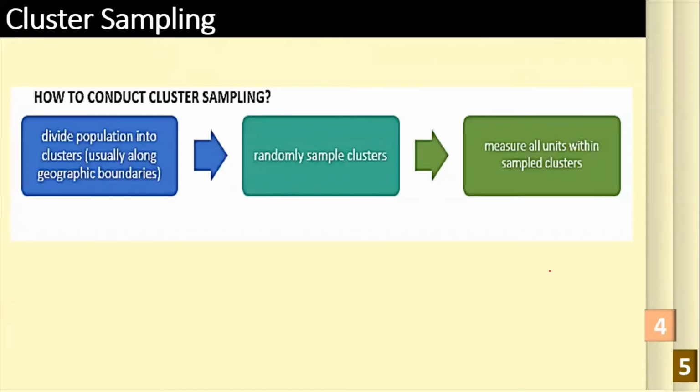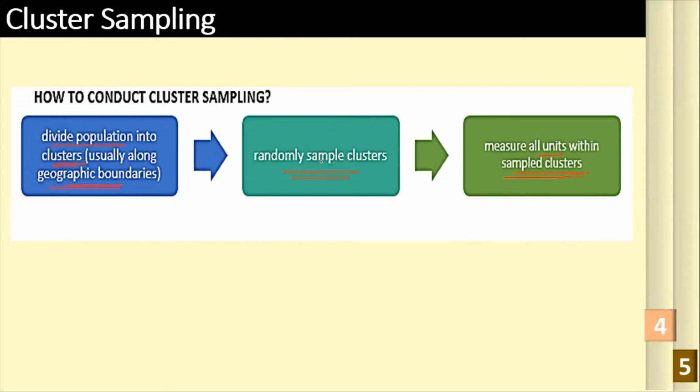So, how to conduct this one? The first thing that you need to do is divide the population into clusters or into groupings. Usually, geographic boundaries gid ang imong option sa pag-group. Next, randomly sample clusters. Or you determine also your sample size. And then, pwede nga, you measure all the samples within the sampled clusters.